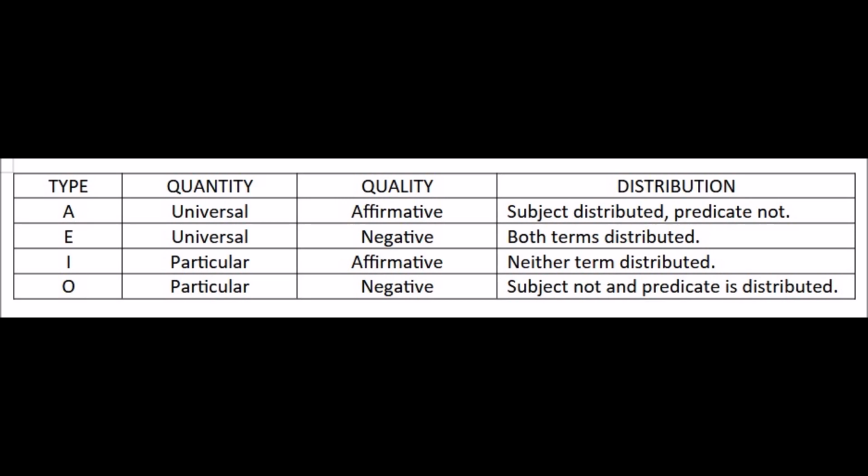And so we have the following chart of all properties of the categorical propositions. What I will do now is to take some propositions, translate them into standard form, and state properties of quantity, quality, and distribution. You can pause the video at each one if you like and create your own answer.